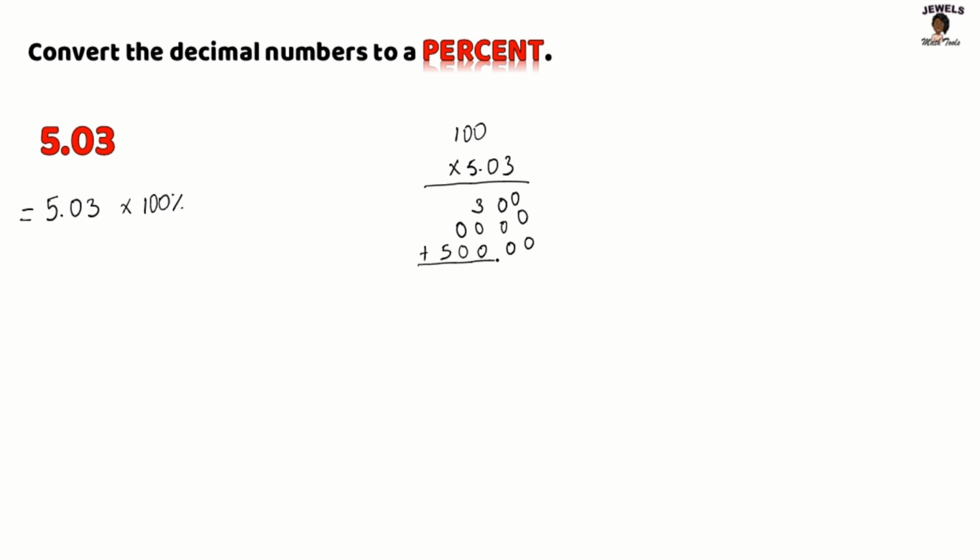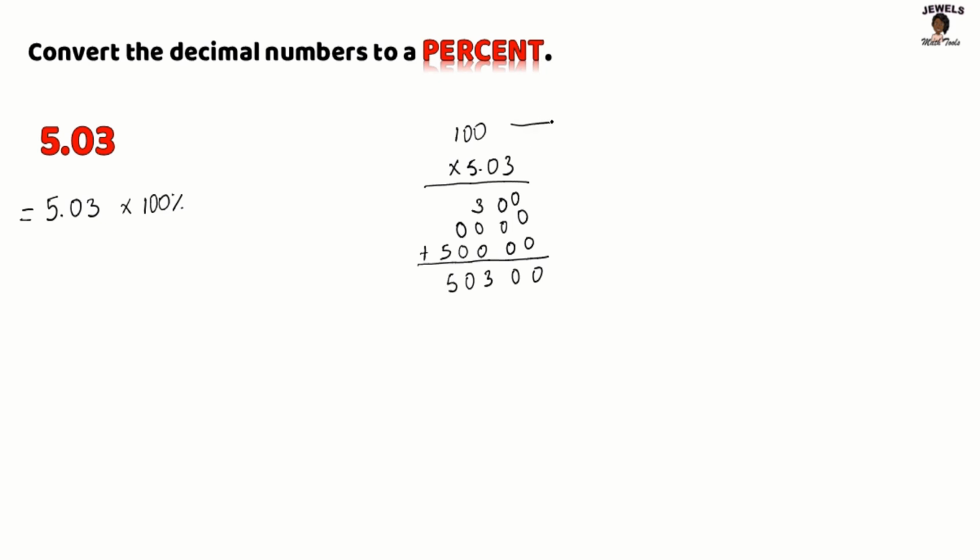Let's sum our digits together. 0 plus 0 will be 0. 3 plus 0 will be 3. 0 plus 0 will be 0. And we're going to bring down our 5.